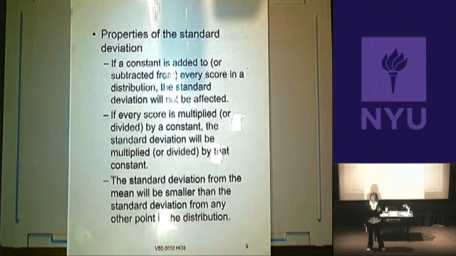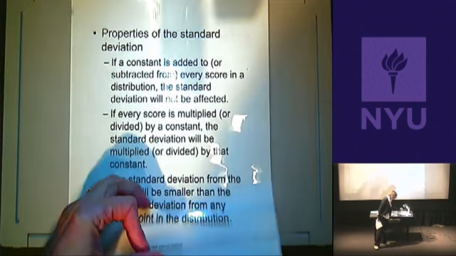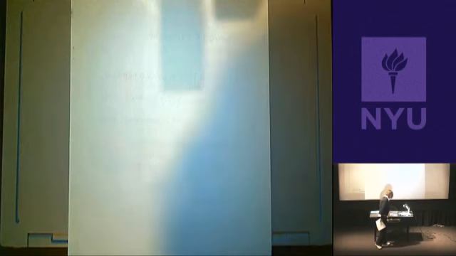It's just a technical way of saying that the sum of squares from the mean are smaller than any other point in the distribution. It's a least squares estimate. Okay. All right. So those are the basic characteristics and things we want to talk about.